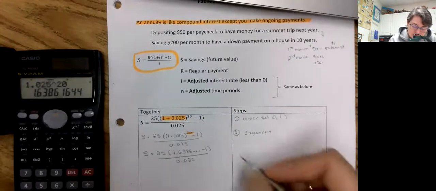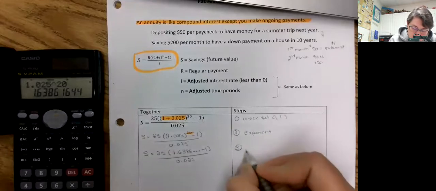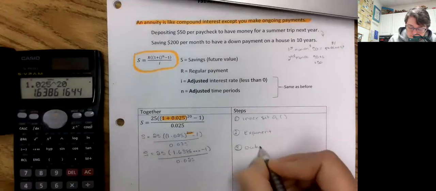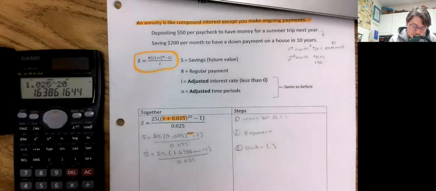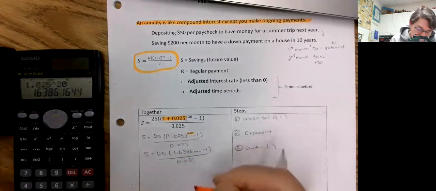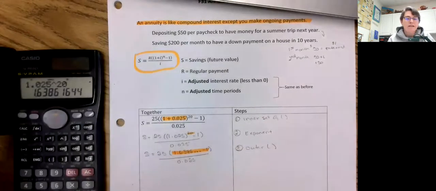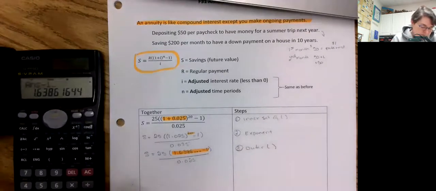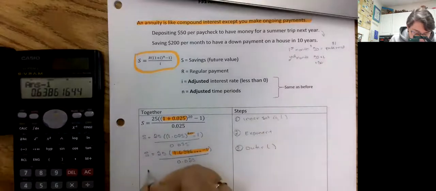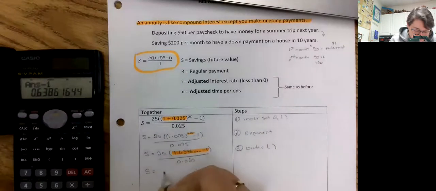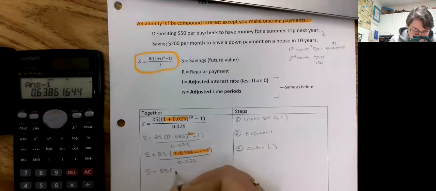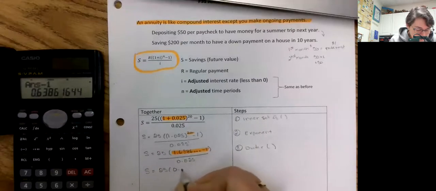All right, so 3, outer brackets. We're going to finish that up. We're going to do this part now. And notice I just left it on my calculator. So I'm just going to subtract 1. Boom, done. S is equal to 25 times 0.6386.